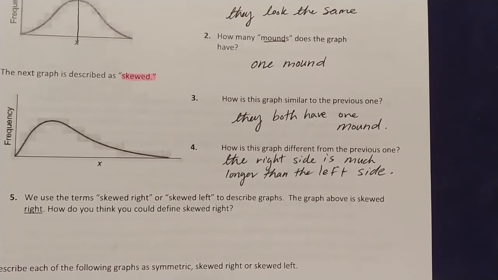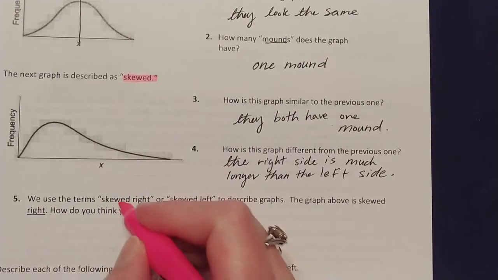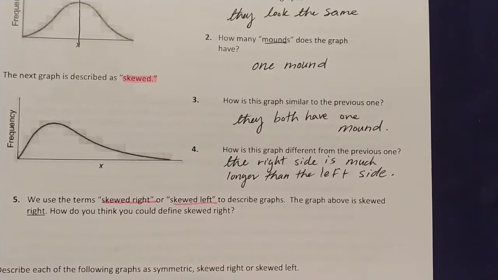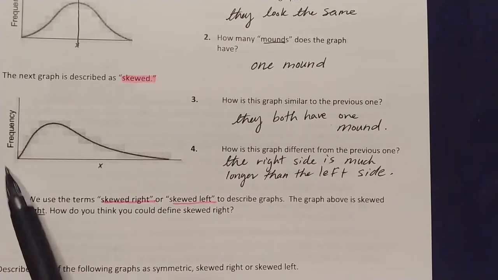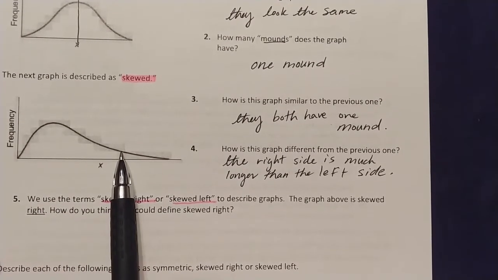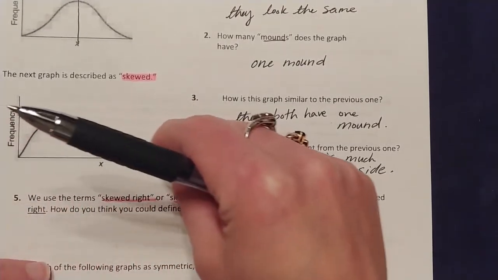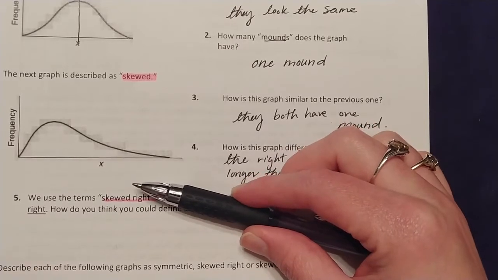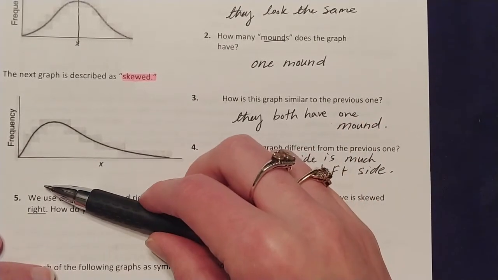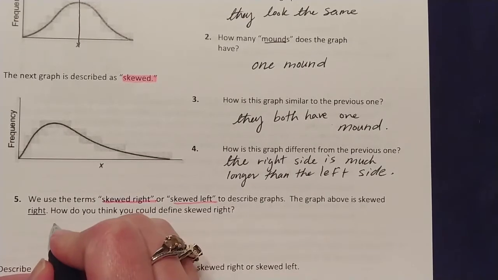So we use the terms skewed right or skewed left to describe graphs. So these are the two types of skewing we could have, skewed right or skewed left. The graph above is skewed right. How do you think you could define skewed right? Well, look at what's happening. If this is skewed right, we could imagine or think of it as this graph has been pulled to the right. So if it's skewed right, then the right side should have that very skinny tip. If it's skewed left, then the left-hand side should have the skinny tip, and the right-hand side should have the bigger mound.